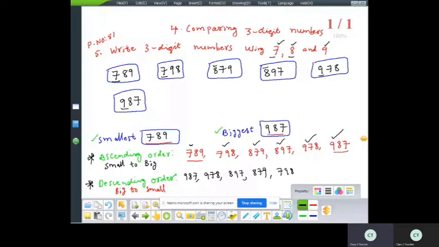Your biggest number is 987. Starting number is 987. Which one is the smallest number? 789. Yes, end with 789. This is called descending order. Ascending order means small to big. Descending order means big to small.